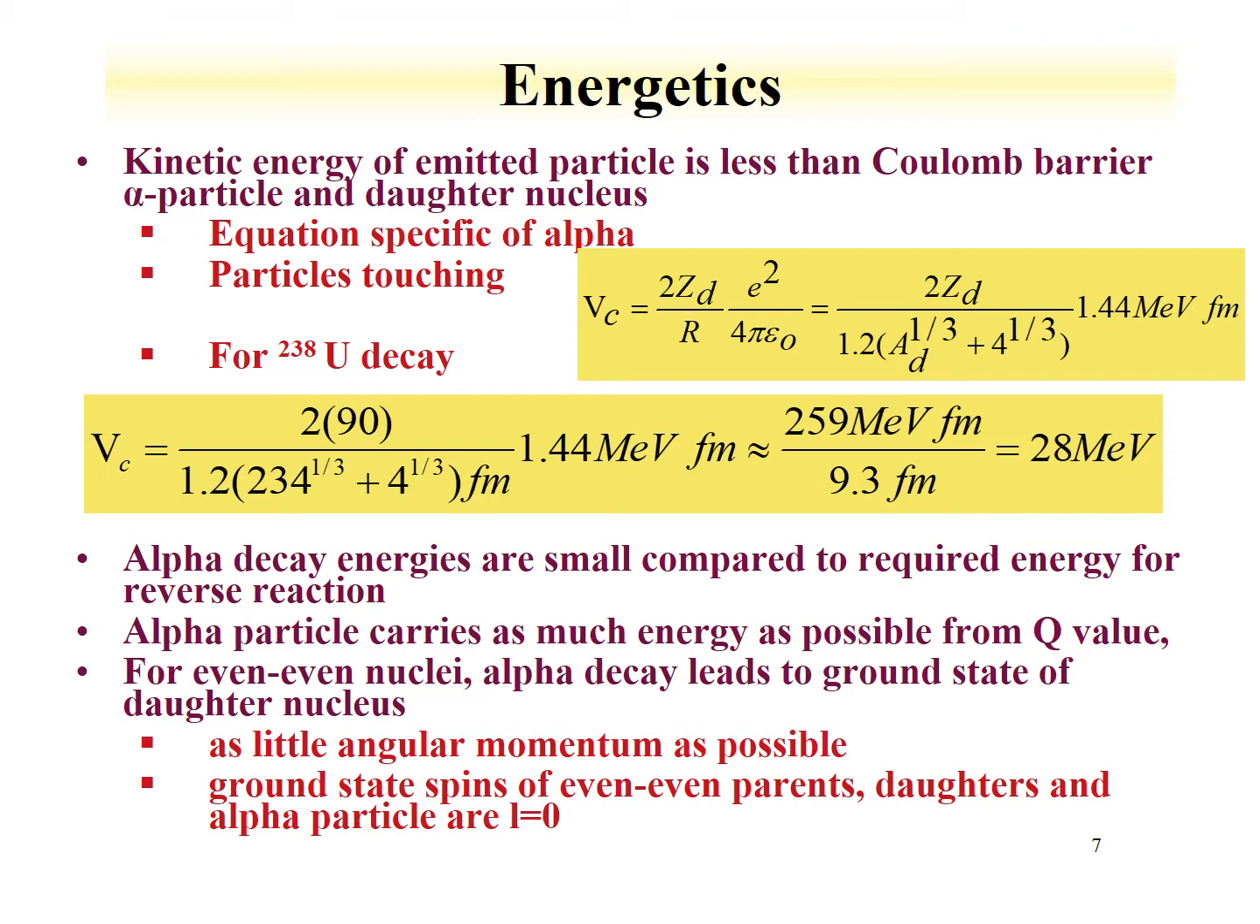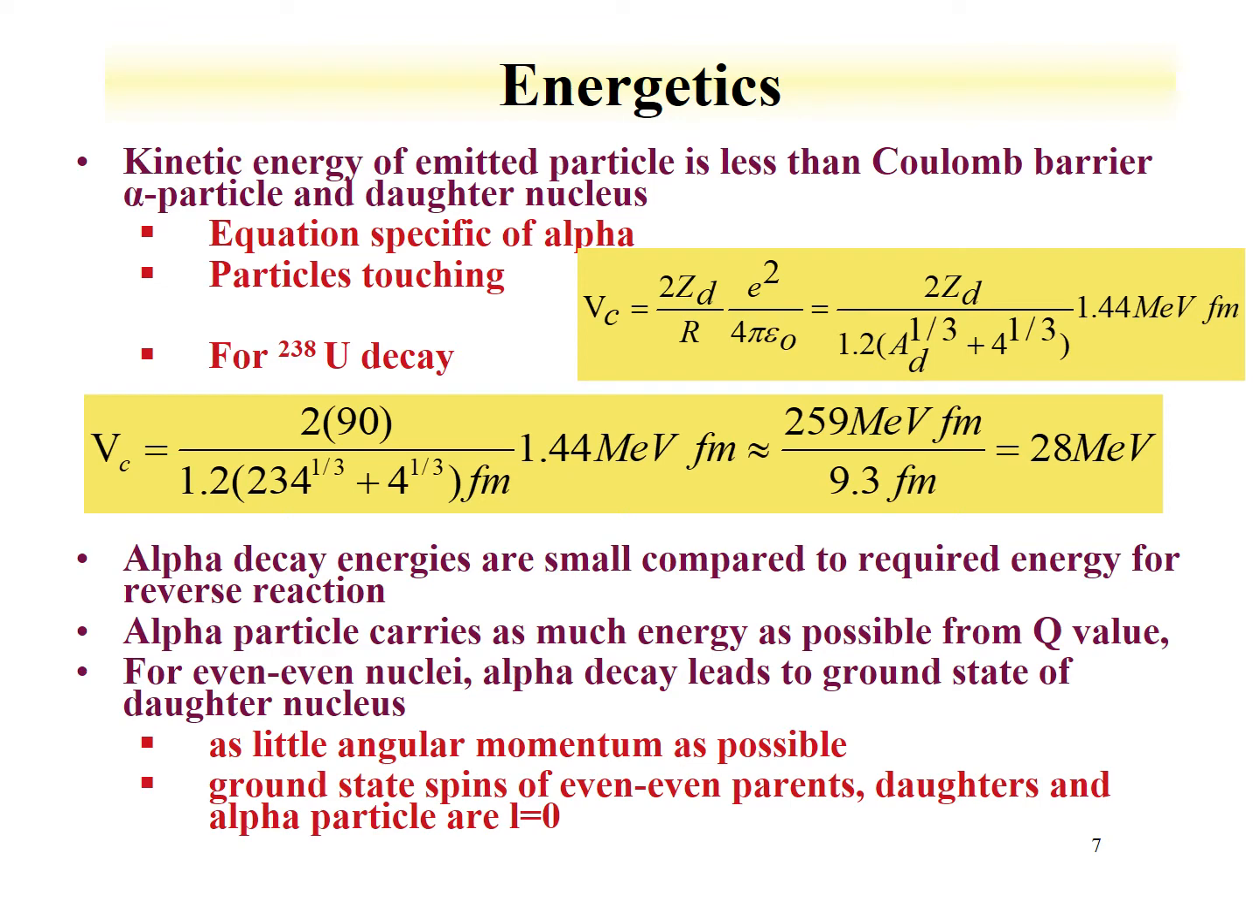So let's look at this for uranium-238. The alpha particle Z is 2. For 238, the daughter would be thorium, so we use a Z of 90. We put in the values: 1.2 times A daughter to the 1/3 plus helium nucleus to the 1/3, times 1.44 MeV Fermi. And what we get is a Coulomb barrier of 28 MeV.